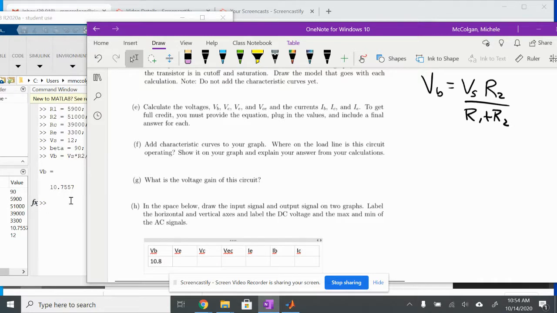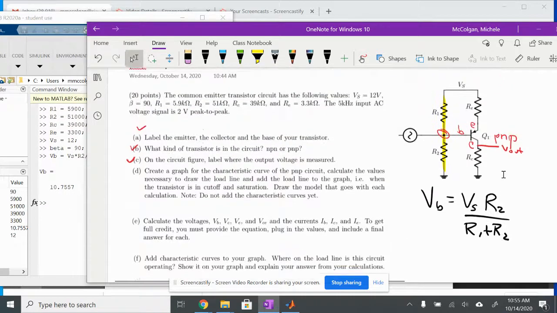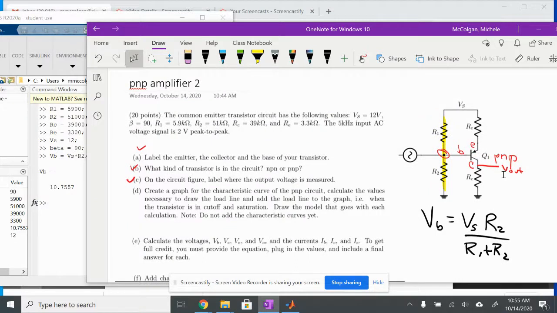Great. For my currents, I'm going to use milliamps. So these are all going to be in milliamps, and all my voltages will be in volts. Okay, so great, we've got our VB. So we can check off our VB, and we're going to do VE next.